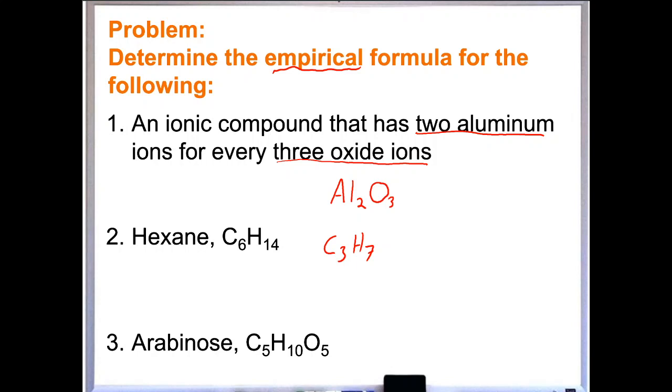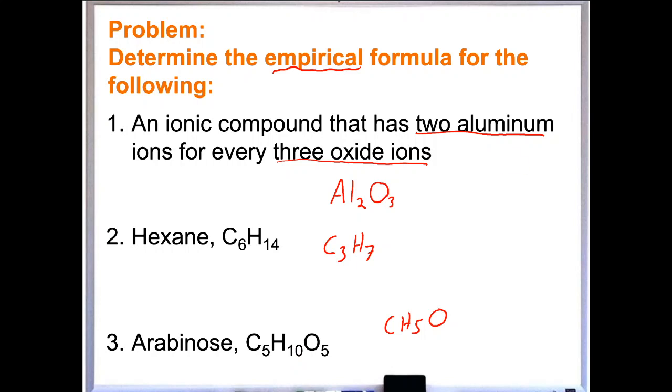Last one, we have C5H10O5. Okay, so I see a lot of 5s in there, and I see a multiple of 5. So let's just reduce by 5. So we'll say CH2O. Okay, that's it. That's our simplest form. I can't reduce it any further. So that's going to be our answers.